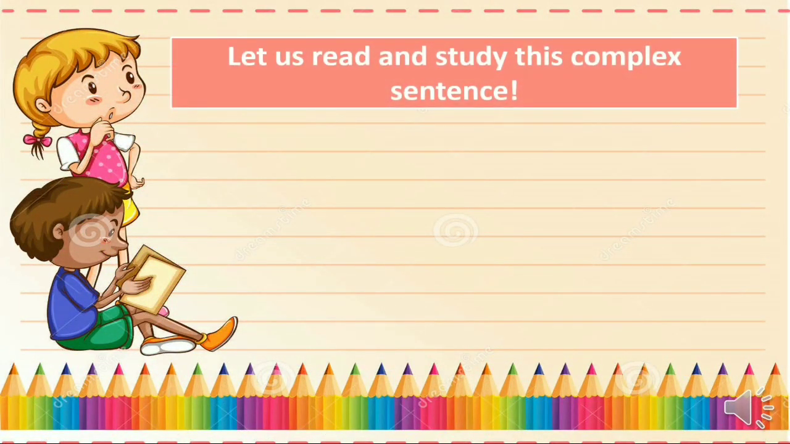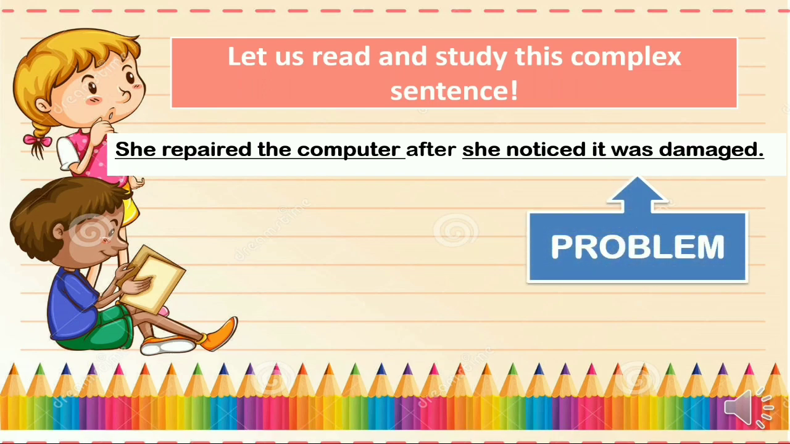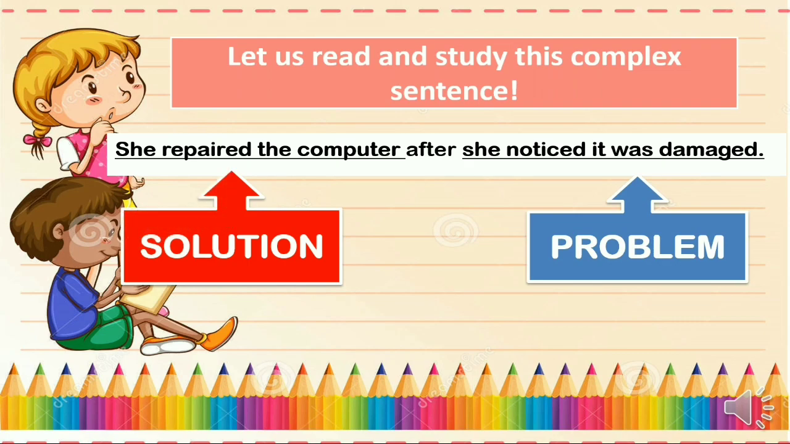Let us read and study this complex sentence. She repaired the computer after she noticed it was damaged. What is the problem in this sentence? She noticed it was damaged. How about the solution for this problem? She repaired the computer. These two clauses are combined by a subordinating conjunction, after.